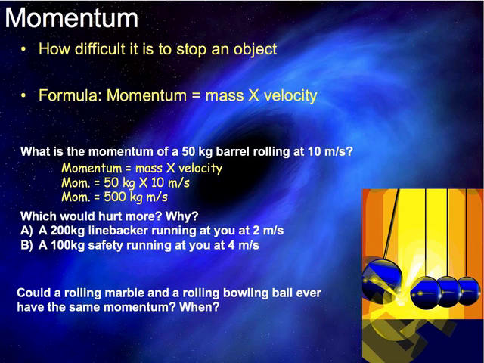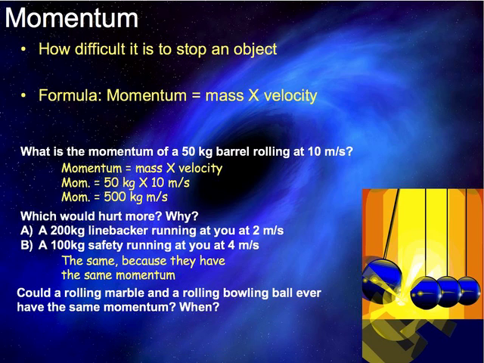Which would you rather get hit by? Which one is going to hurt more? A 200 kilogram linebacker that hits you at a speed of 2 meters per second, or a 100 kilogram safety running at you at 4 meters per second? Same momentum. It's going to hurt though.